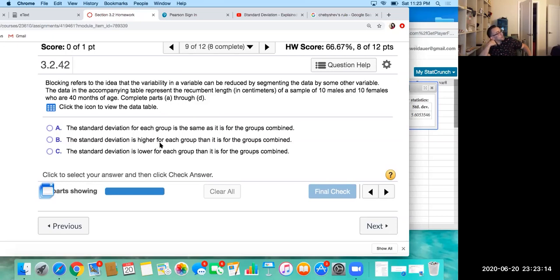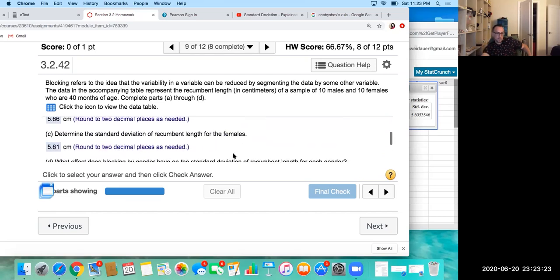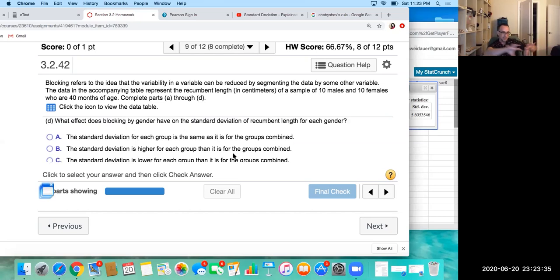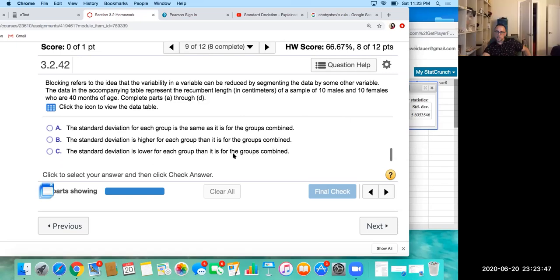I would assume that the standard deviation got bigger when you put everybody together, right? It would make sense that if you put all the genders together, then the standard deviation is going to be bigger. But if you block them off, the standard deviation will get smaller. I'm guessing by blocking, does that mean like segregate by sex? And the standard deviation for each group is the same. So it's lower. I would say it got smaller, I'm guessing.